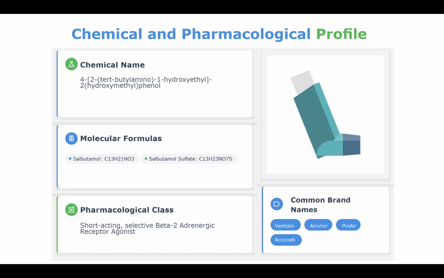Pharmacologically, salbutamol is classified as a short-acting selective beta-2 adrenergic receptor agonist. This selectivity is crucial. It targets beta-2 receptors in the lungs with minimal impact on beta-1 receptors in the heart, reducing cardiac side effects compared to non-selective agonists. Introduced in 1968, this class makes salbutamol a rapid relief agent for bronchospasm.